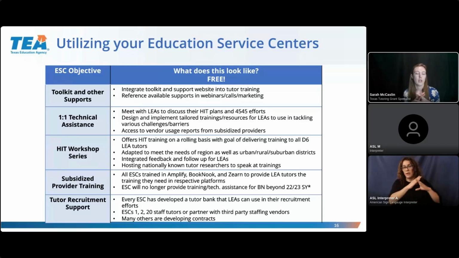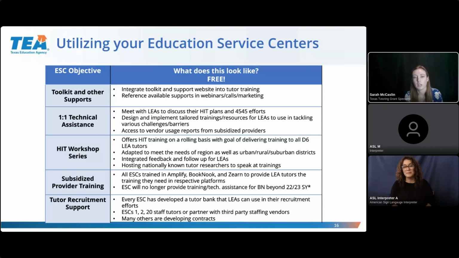TEA has one broad scope, so we wanted to be able to provide ESCs with the opportunity to really engage with you guys who very obviously know your students a lot better and can cater to different demographics, different just regional situations, and help you identify challenges and then problem solve.